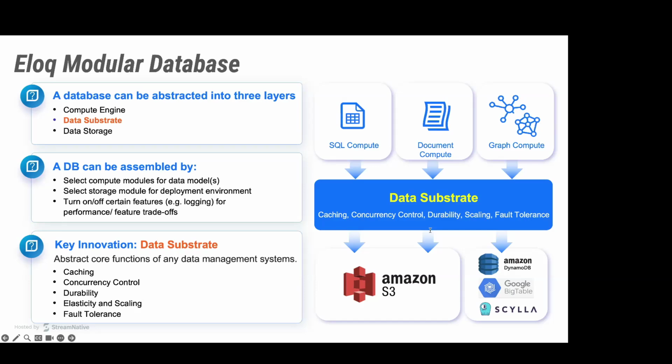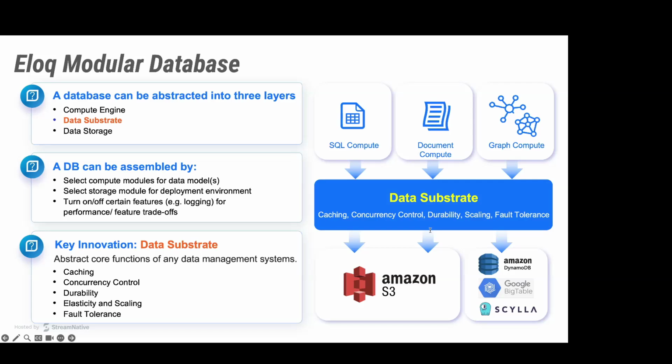For example, using object storage to save your money, as there is no cross-AZ replication cost. Using Cassandra or ScyllaDB to deploy in an on-premise environment. Also, using Dynamo for your AWS cloud and Bigtable for your Google Cloud.